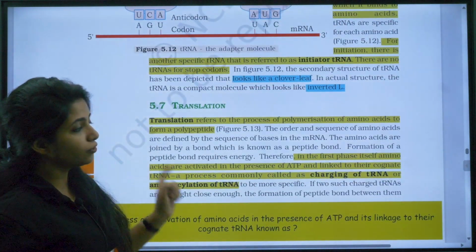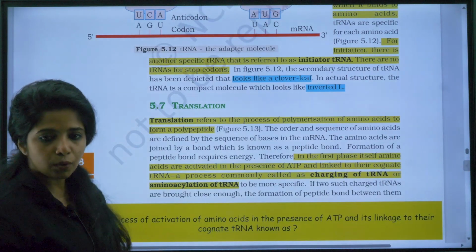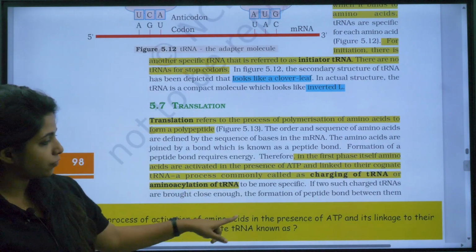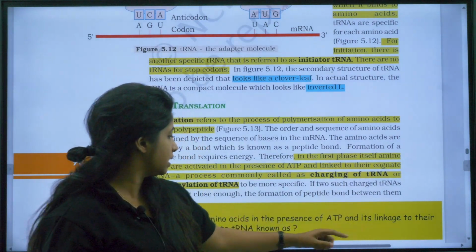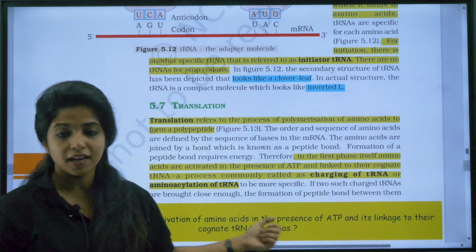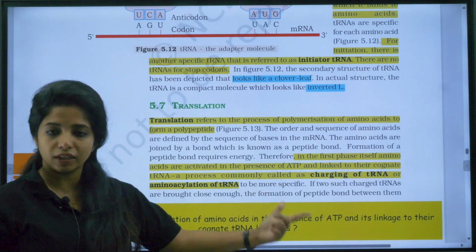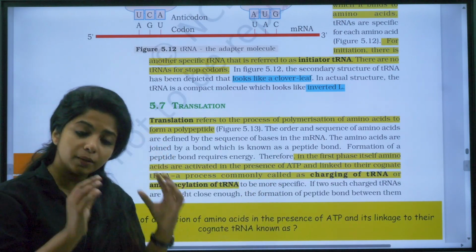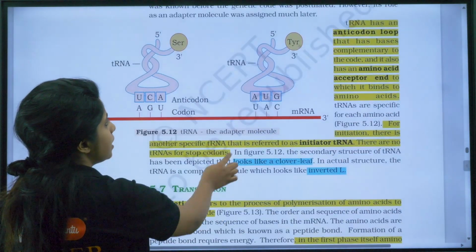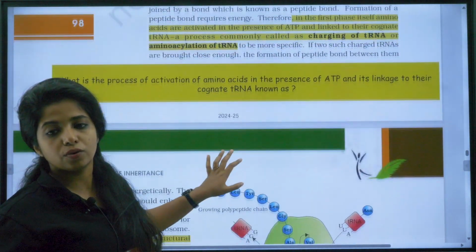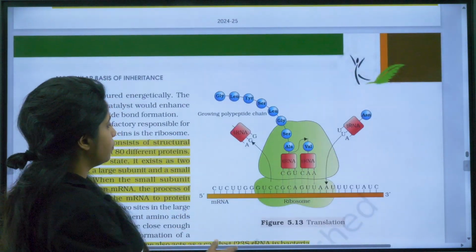Now translation, the first phase, what happens in there? Or basically what do you mean by this? The process of activation of amino acids in the presence of ATP and their linkage to their cognate tRNA is known as what? It is known as aminoacylation of tRNA, or you call it charging of tRNA. In the presence of ATP, one amino acid comes and binds over this. So this is an energy-utilizing procedure, known as aminoacylation of tRNA or charging of tRNA.